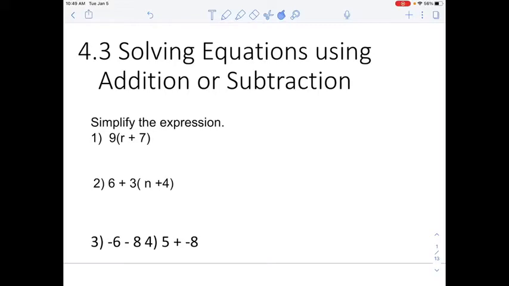This is day 1 of lesson 4.3, which is going to be solving equations using addition and subtraction. Pause this, try these warm-up problems. Number 3 and number 4 got kind of smushed together there. We'll go through those and then we'll start with the lesson.